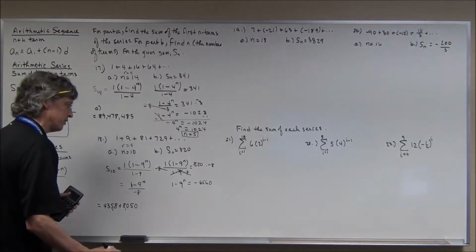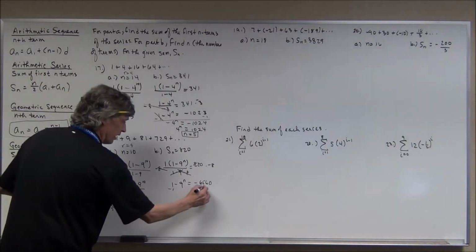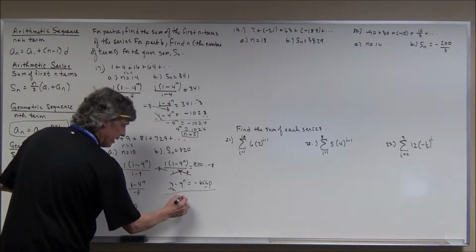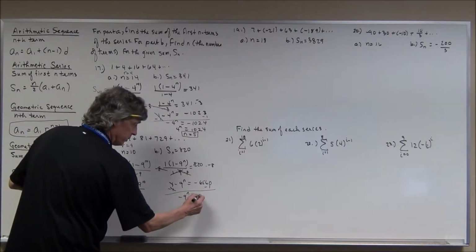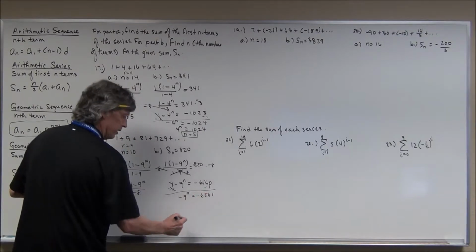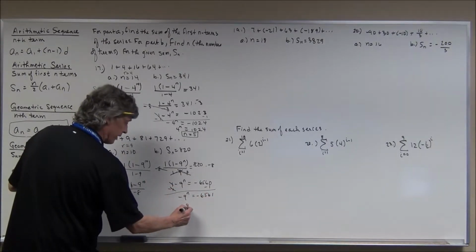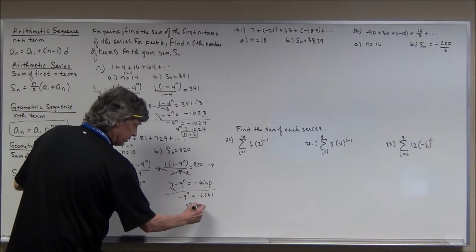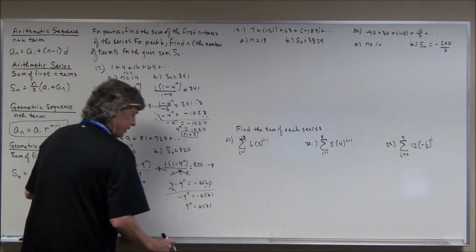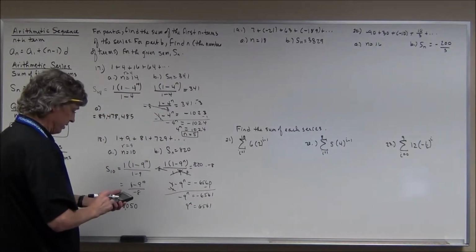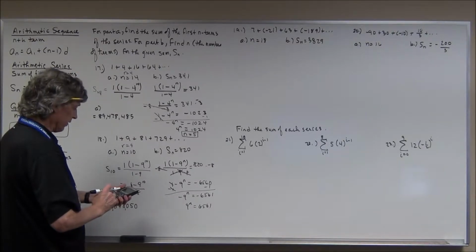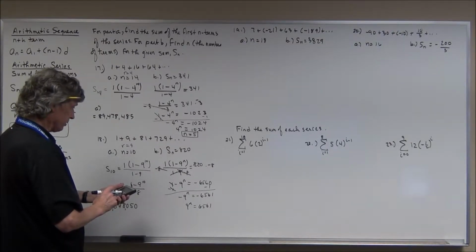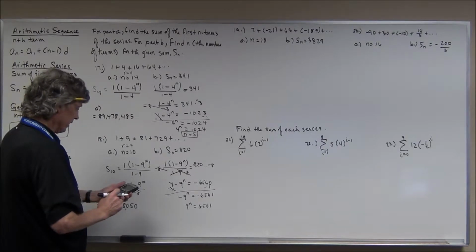Negative 6,560. Subtract 1 from both sides. I get negative 9 to the n, or the opposite of 9 to the n, is equal to negative 6561. I'm going to take the opposite of both sides, so I get 9 to the n is equal to 6561. And then I'm going to say, okay, 9 times 9, 81. That's 2 times 9, 729. That's 3 times 9 is 6561.